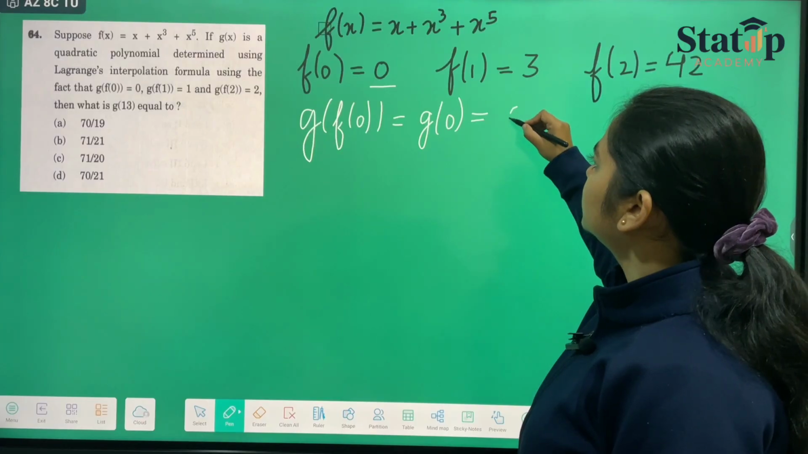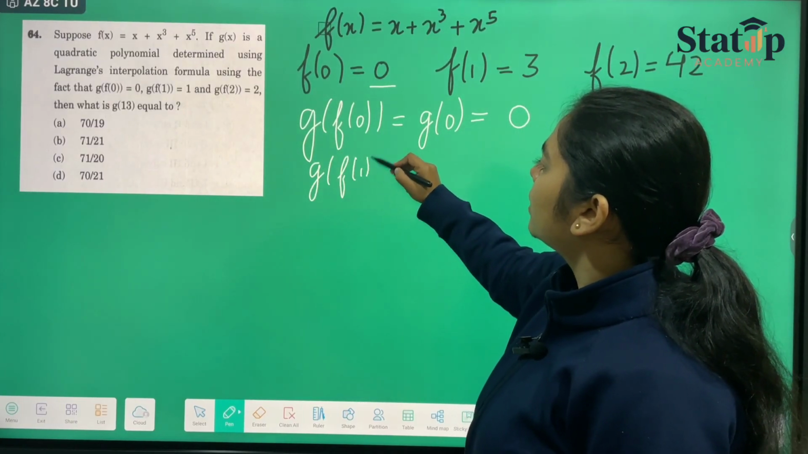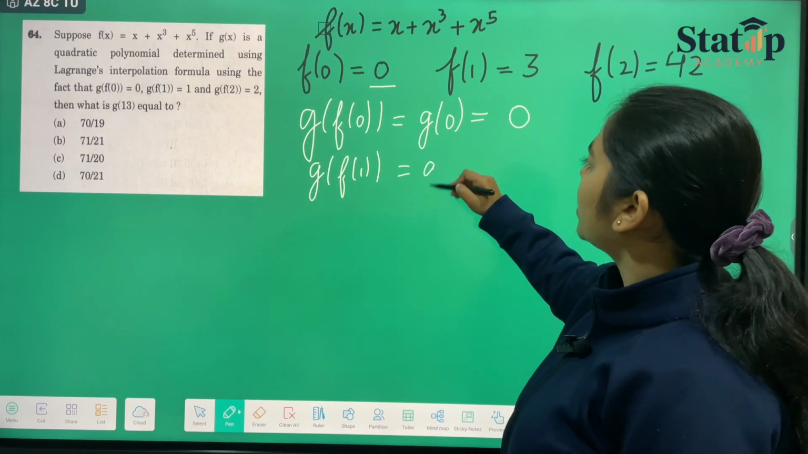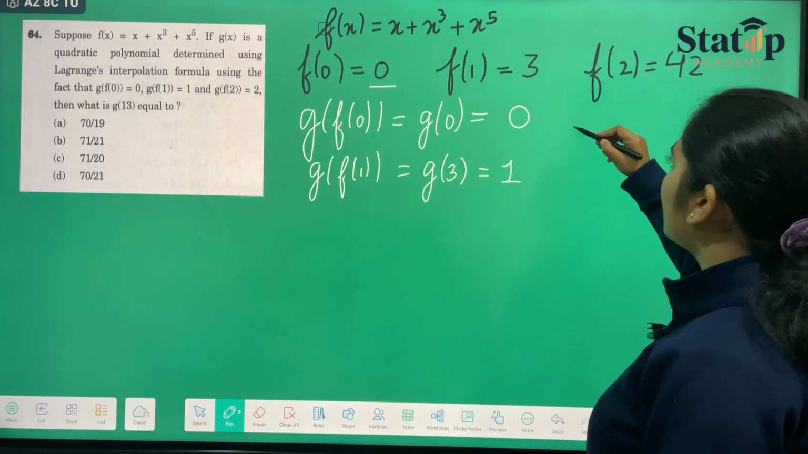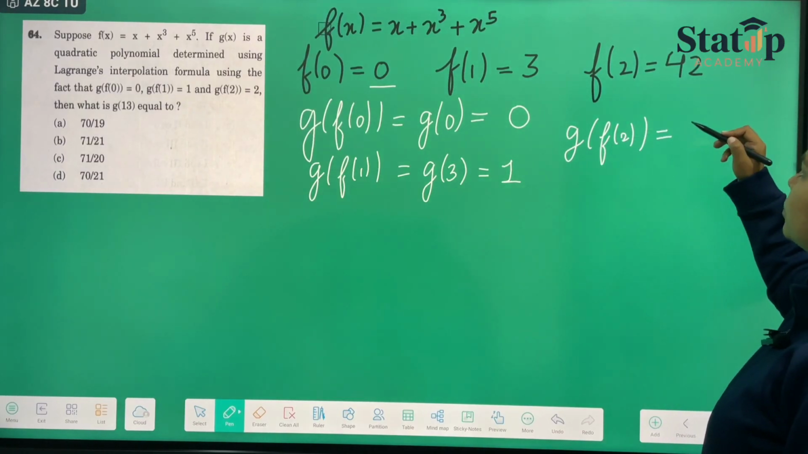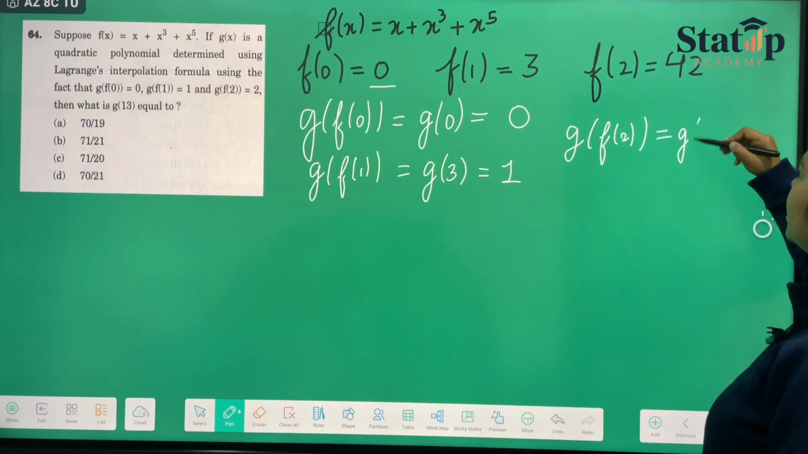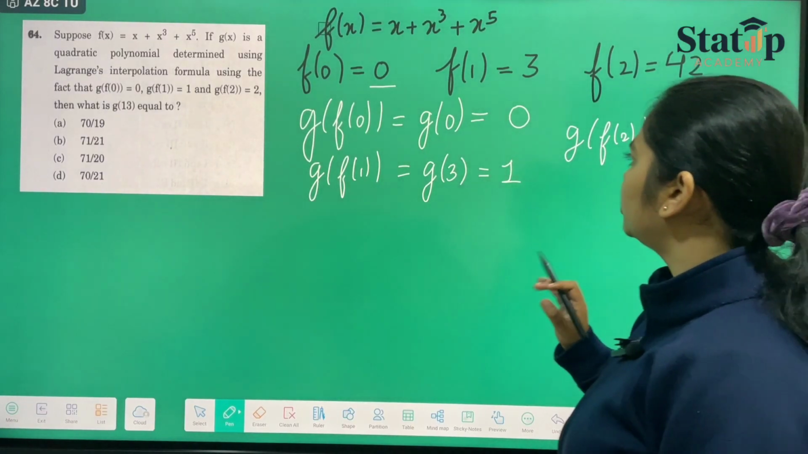0. G of f1. Now f1 we have calculated, so I can write it as g of 3, which has been given to us as 1, and g of f2, which has been given to us as 42. So g of 42 is equal to 2. Now we just have to put the formula.